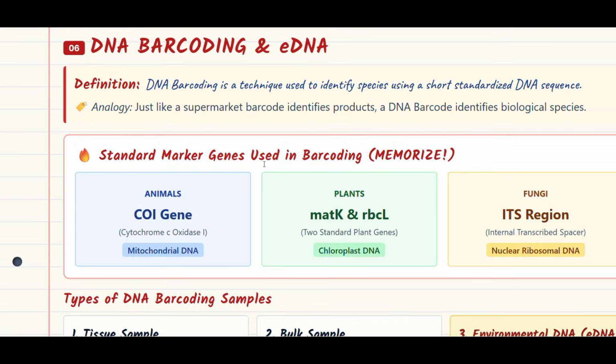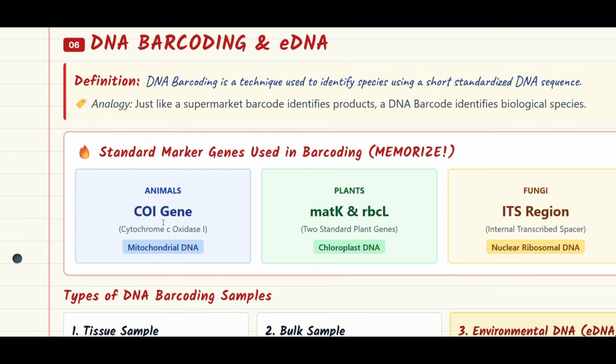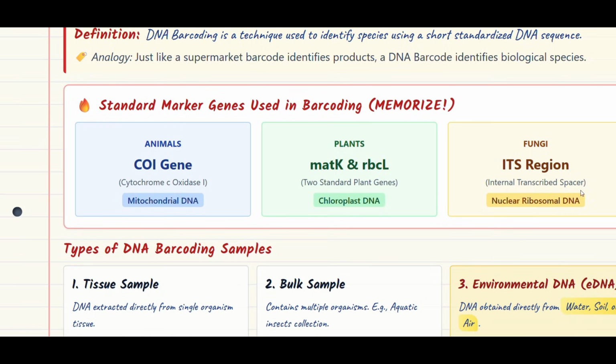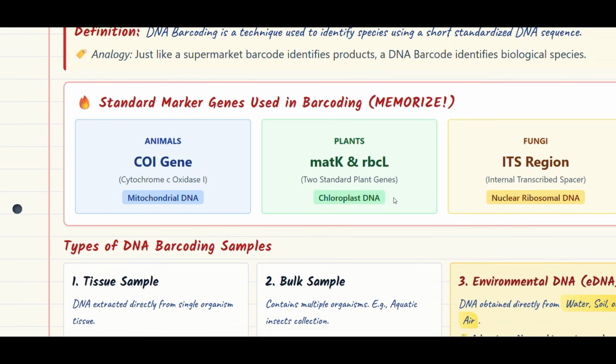Standard marker genes used in barcoding, memorize. For animals, cytochrome C oxidase I, which is present in the mitochondrial DNA. For plants, matK and rbcL are the two standard plant genes, found in the chloroplast. In plants, DNA is there in the chloroplast. For fungi, the ITS region, internal transcribed spacer, which is nuclear ribosomal DNA.